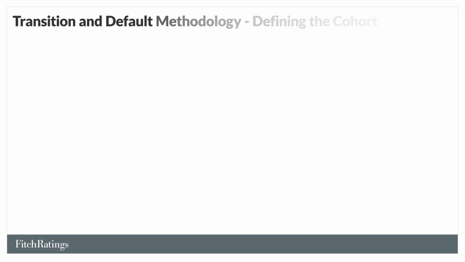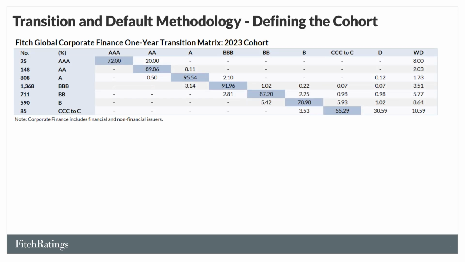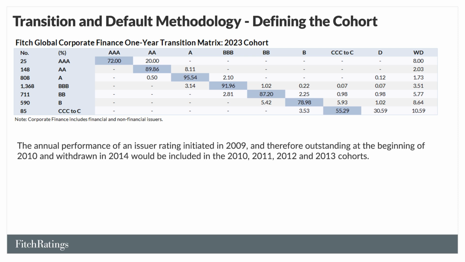To calculate transition and default rates, cohorts or static pools are created for each year. The cohorts are created by grouping the ratings by category at the start of each year. Membership remains constant over time. For example, ratings outstanding at the beginning of 2023 constitute the 2023 cohort. Issuers or issues newly rated by Fitch Ratings in any given year are included in the following year's cohort.